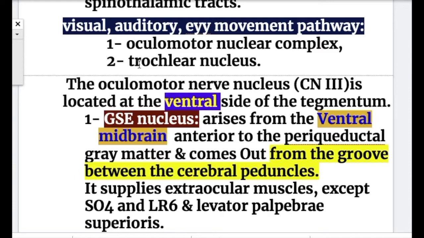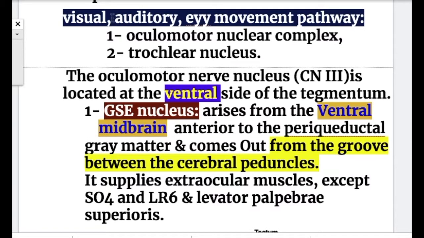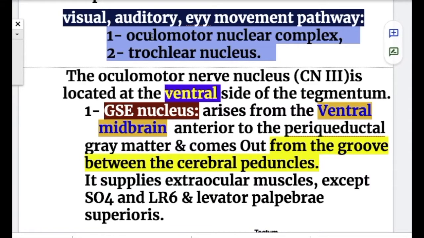We'll discuss here the oculomotor nerve. The cranial nerves which arise from the midbrain are the oculomotor nerve and the trochlear nerve. The oculomotor supplies the extraocular and intraocular muscles except for the superior oblique, which is supplied by the trochlear, and the lateral rectus, which is supplied by the 6th cranial nerve.